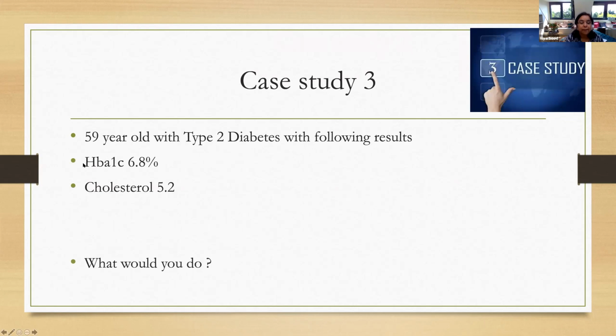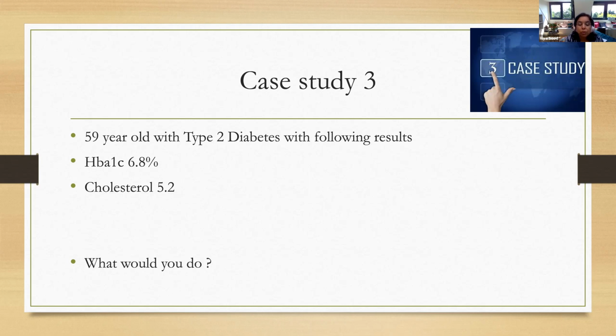So well done there, guys. So this is the third person. We've got a 59-year-old with type 2 diabetes, who's got an HbA1c of 6.8 and a cholesterol of 5.2. Okay. What would you do? So is his diabetic control good? I put down this, in the old money. This is less than 50 HbA1c. I put the old sort of thing.